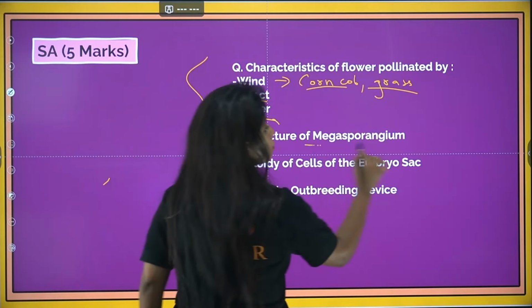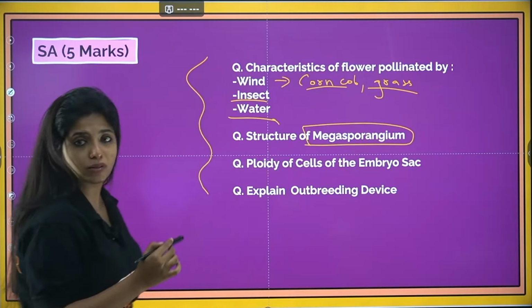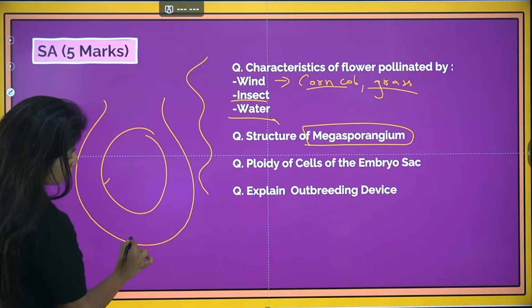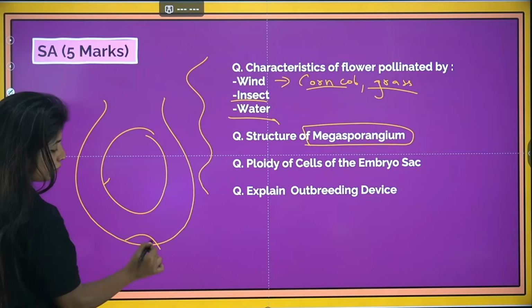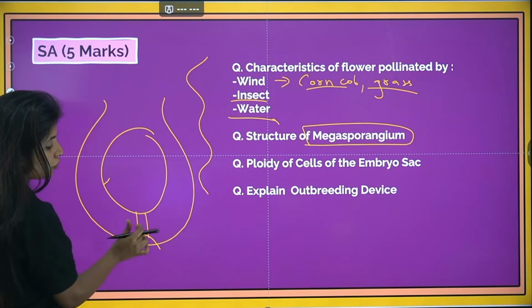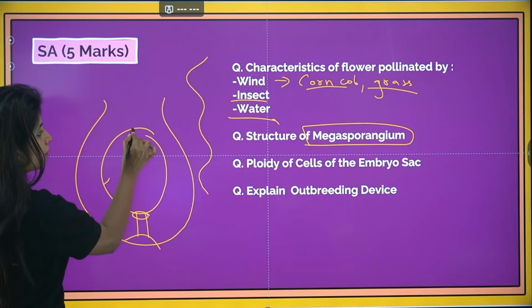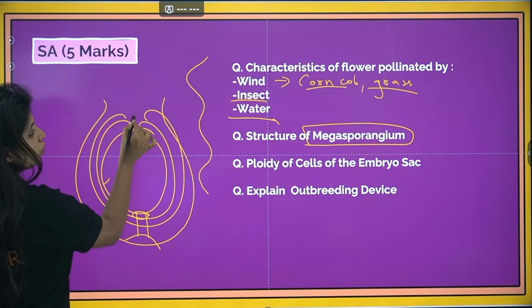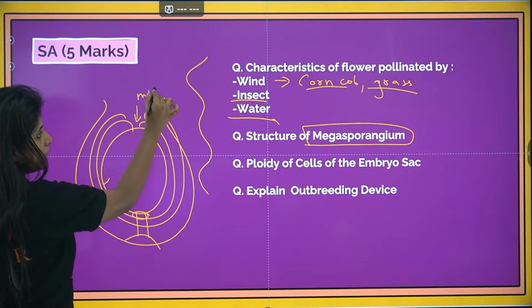Now, the structure of the megasporangium, you should know it. How does it look? Over here you have the ovary. Inside the ovary you have the ovule. The ovary nourishes the ovule with the help of a placenta. The placenta is attached with the help of a funicle. The point of attachment is known as hilum. It has 2 integuments, an inner integument and this one the outer integument. Over here you have a space, known as micropyle, my dear children.